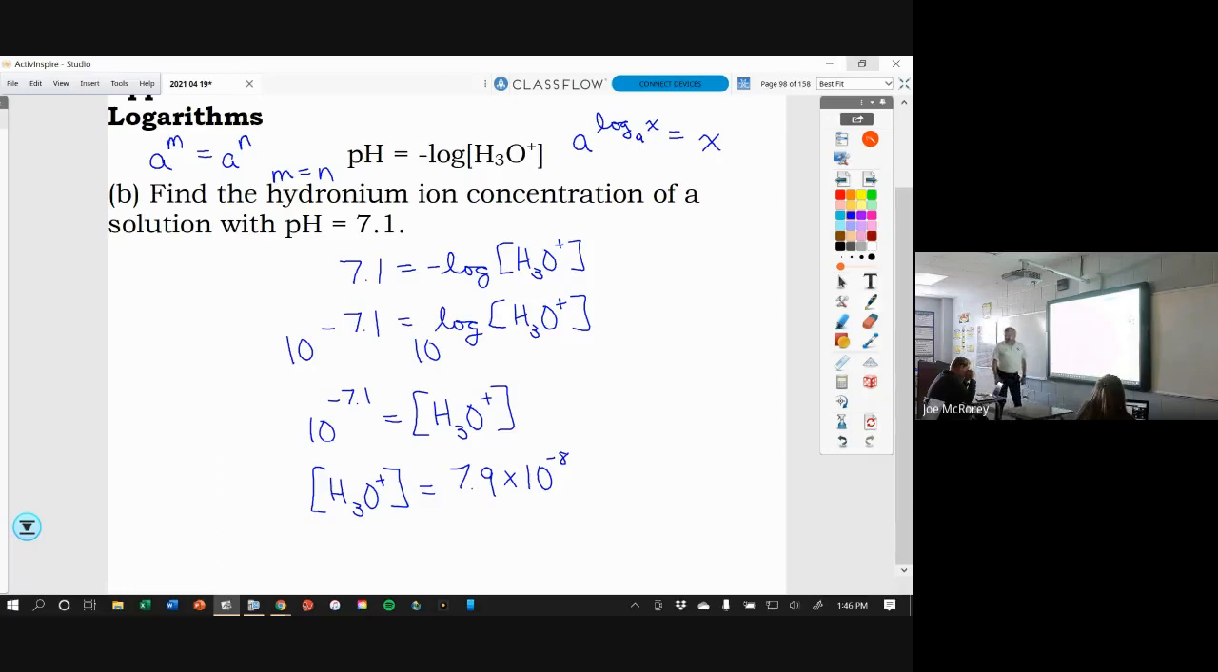Where did the e come from? From your calculator. Type 10, caret, negative 7.1. I really wish I would have paid attention to Miss Max when she was trying to teach us scientific notation. Wait, where did you get 7.9? From the calculator. Type the 10 in, then negative 7.1 in the power.